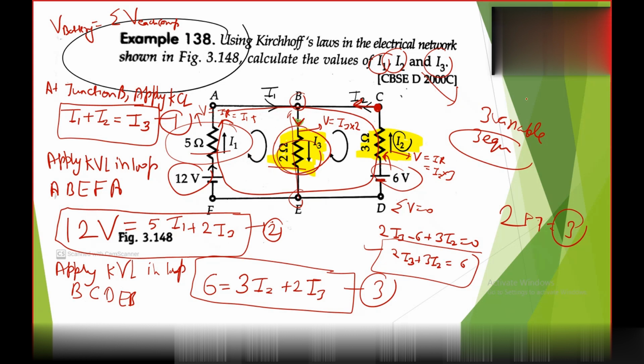You can tell me your answer in P upon Q form also. No need to divide it completely. And in some cases the value of current would be negative. So don't panic that the current has come out negative. Actually it depends on the direction of current we have assumed in the circuit.